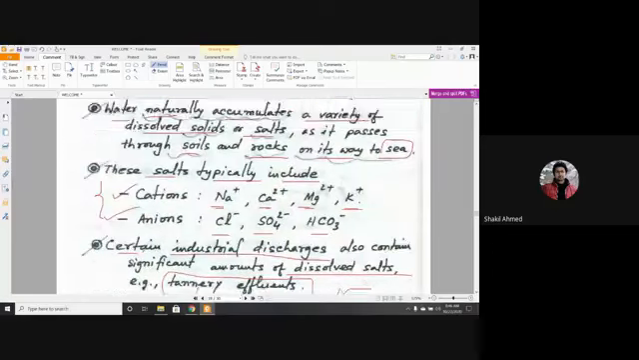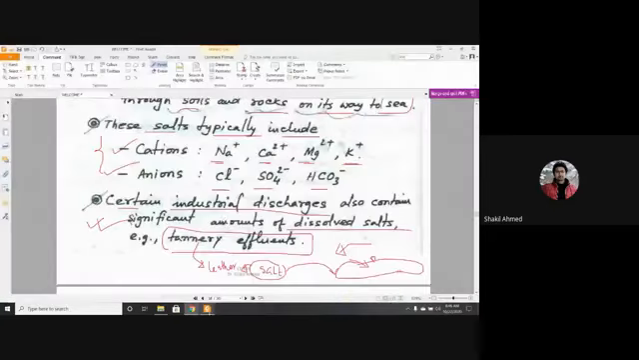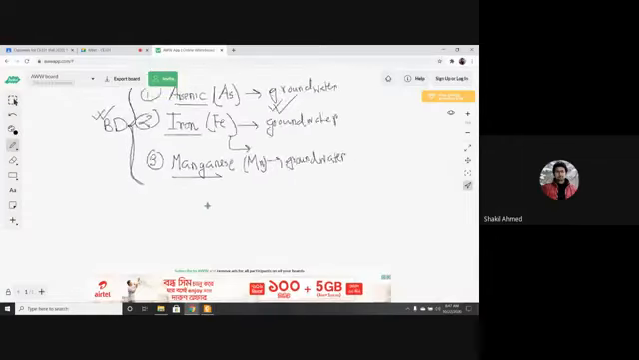Now the question is, how do you measure salinity? We measure salinity by how much solid is dissolved in water. For example, sodium is a solid, calcium is a solid, magnesium and potassium are solids, but they are in dissolved form in water. If you can measure how much salt is dissolved in water, that we call salinity, and it is called total dissolved solid.